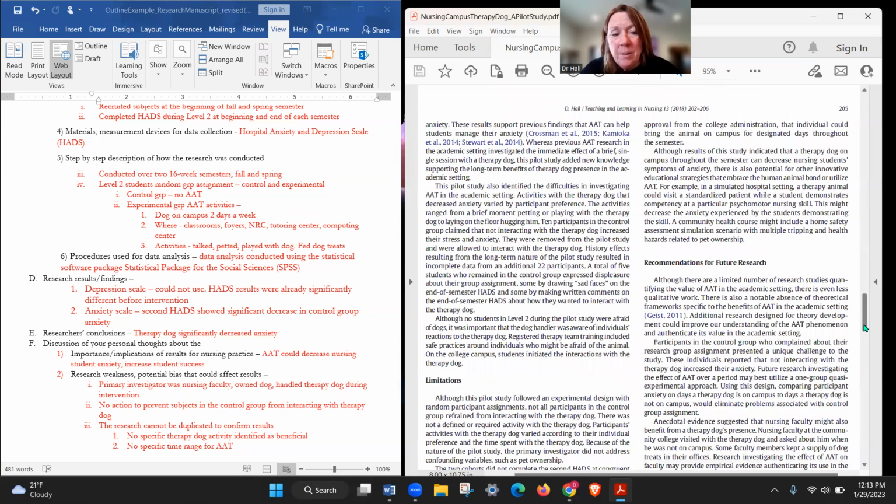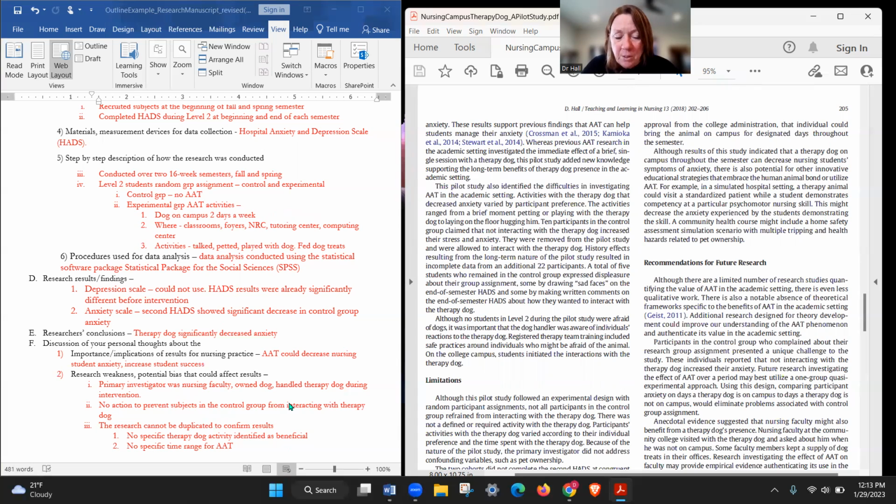So the therapy dog decreased anxiety. That was a pretty simple little study here. And so, what are your implications for nursing practice? Animal-assisted therapy could decrease student anxiety. And then the other thing that's important to look at when you look at these research studies is any potential bias that could affect results, right?